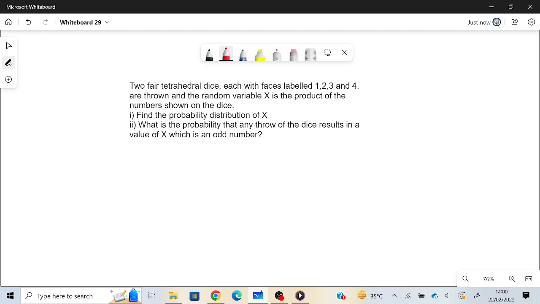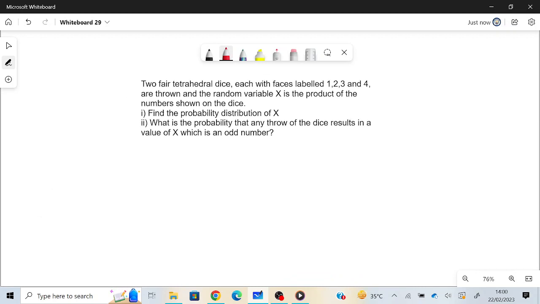On to the next example. Right, so this one says 2 fair tetrahedral dice. Tetrahedral just means 4. It has 4 sides, each with faces labeled 1, 2, 3, 4. They are thrown, and the random variable x is the product of the numbers shown on the dice. Part I says find the probability distribution of x. When they say that, they're simply wanting you to find the probability distribution table.